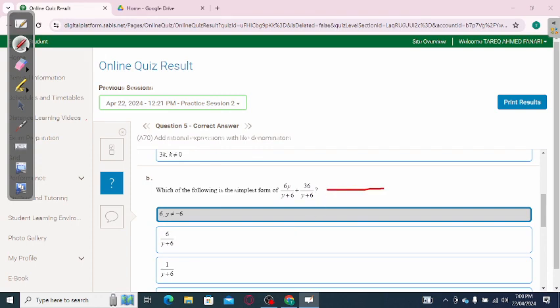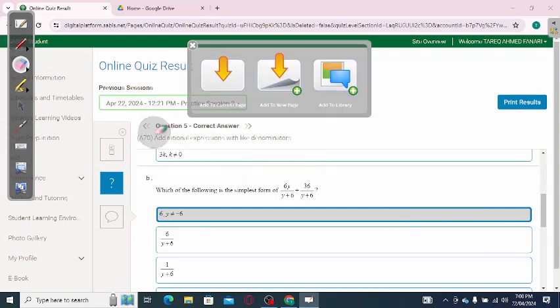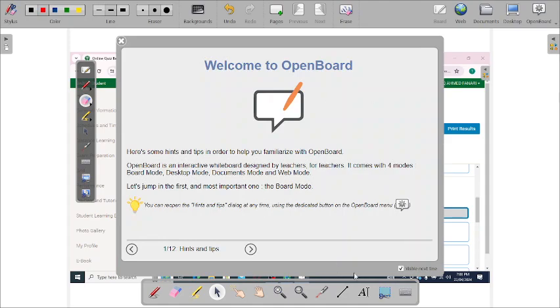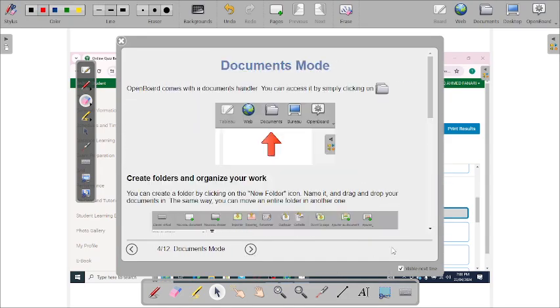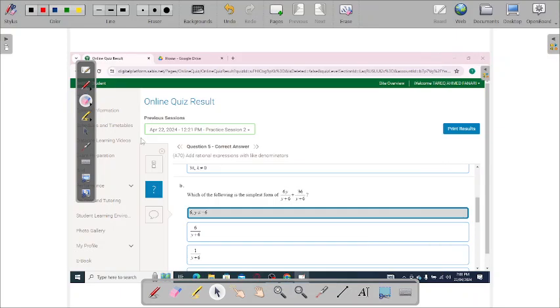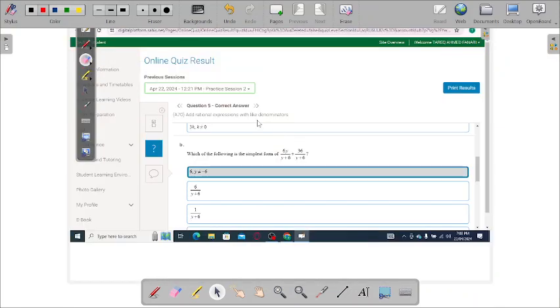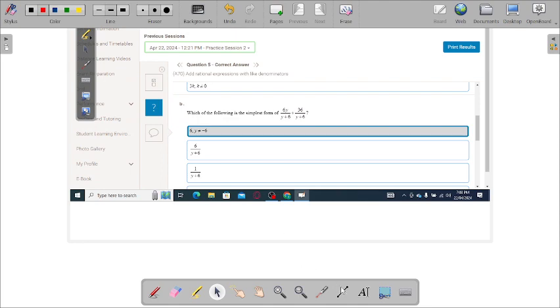So this would be, let me just go and clip this. Just go to the mouse. Add to current page. I get out of this. I think I did this before. How did I do? Okay, there we go. My bad.